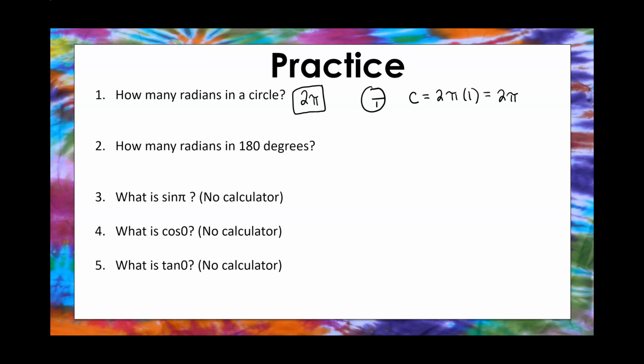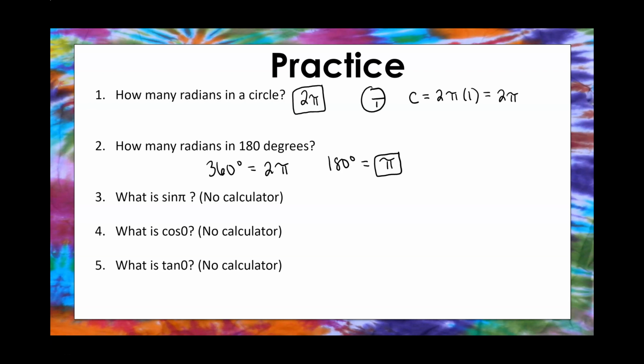Now, how many radians are in 180 degrees? Well, if 360 degrees is equal to 2 pi, and I want to know what 180 degrees is, well, of course, I just half what I had before, and half of 2 pi is simply pi.